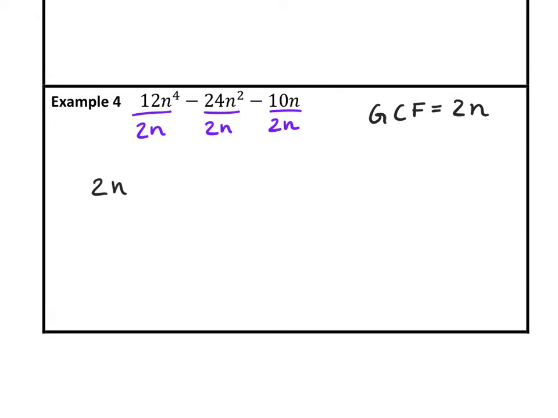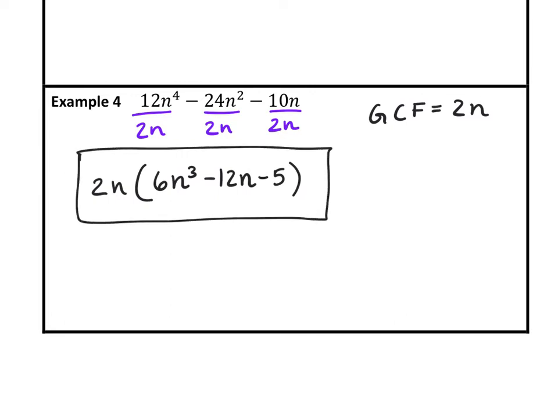So I'm going to put 2n parentheses and then divide, right? 12 divided by 2, 6. N to the 4th divided by n is n to the 3rd. Negative 24 divided by 2 is negative 12. N to the 2nd divided by n is n. And negative 10 divided by 2 is negative 5. And then n divided by n will cancel. Okay, and then that's my final answer.